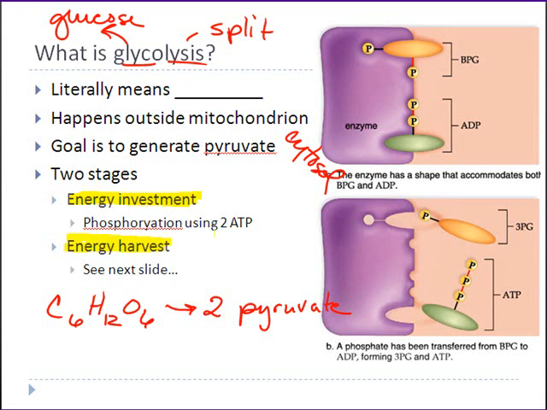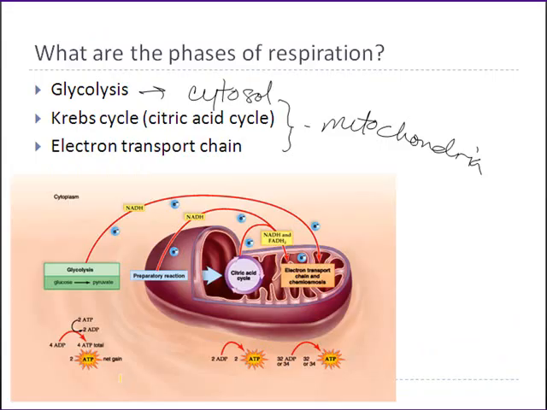So let's look at the energy investment phase first. The first thing that we need to do to get the ball rolling to split apart glucose into 2 molecules of pyruvate is to phosphorylate the molecule of sugar. Phosphorylate means to add a phosphate group. Simple as that. To phosphorylate means to add a phosphate group.